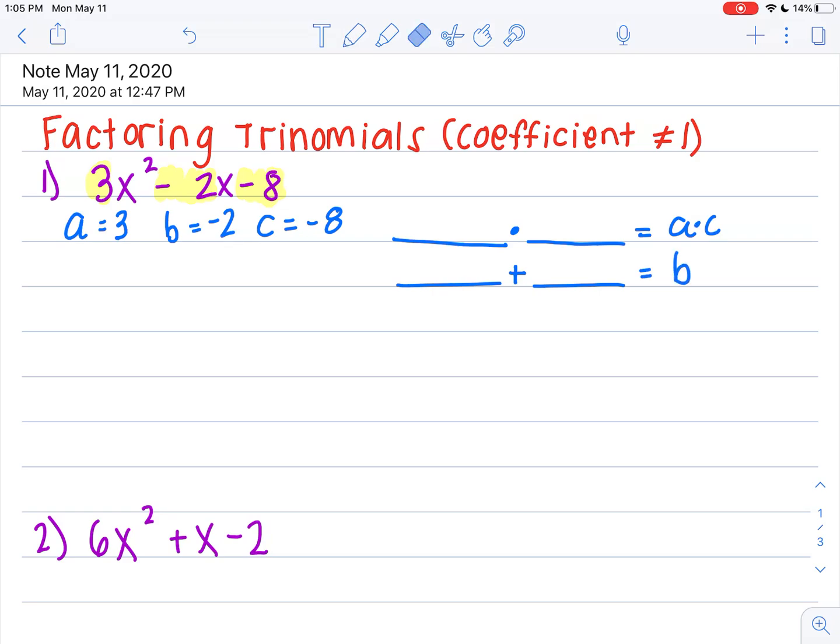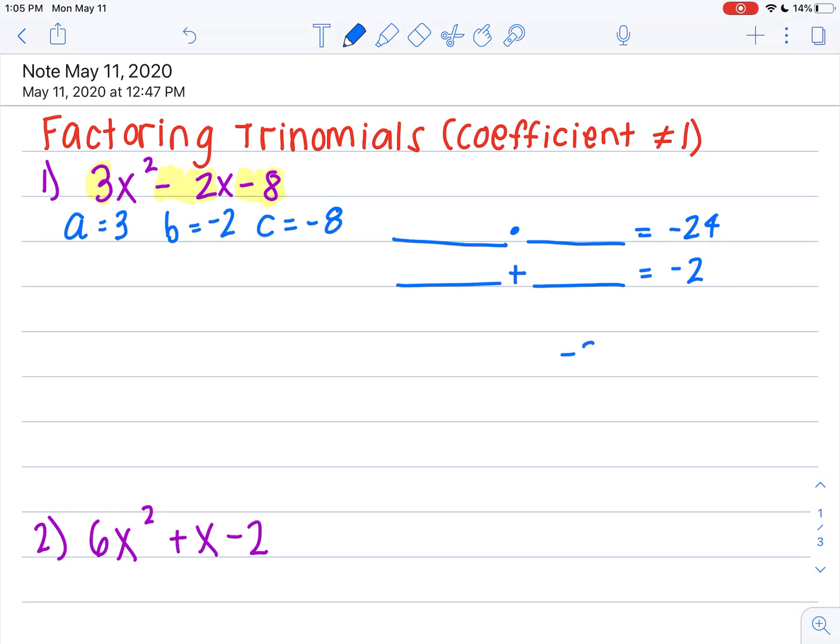So instead of writing A times C and B, since you had that from your notes last time, I'm going to erase A times C and I'm going to multiply. Usually it was whatever number C was because A was 1. So 1 times C was just C, right? This time, A times C is 3 times -8, which is -24. So I'm going to erase this and put -24. And then your B term is -2.